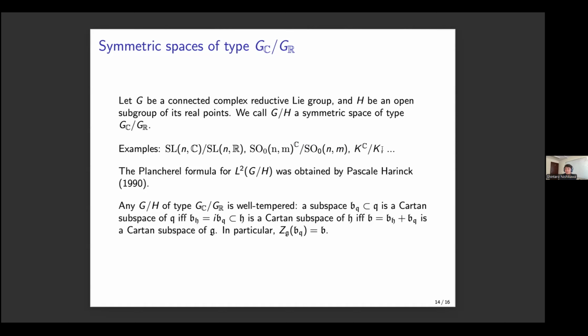There's a Riemannian example. You take a maximal compact, there's a canonically associated complex and simple Lie group, and take a quotient. That's a Riemannian symmetric space, but it's a case. This is also GC mod GR.